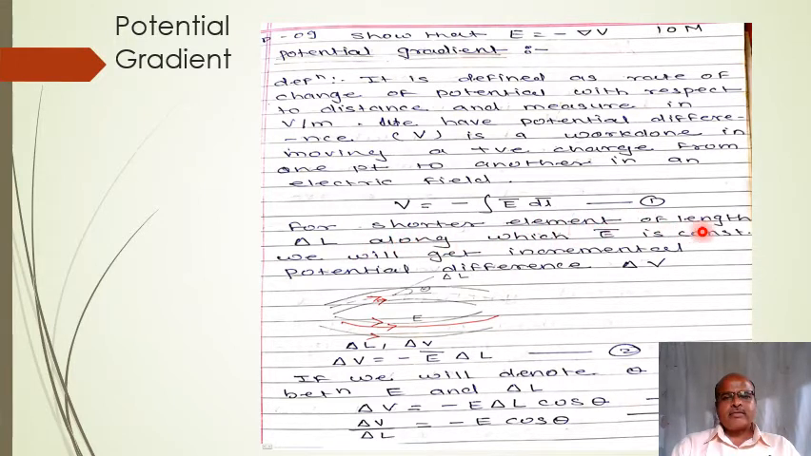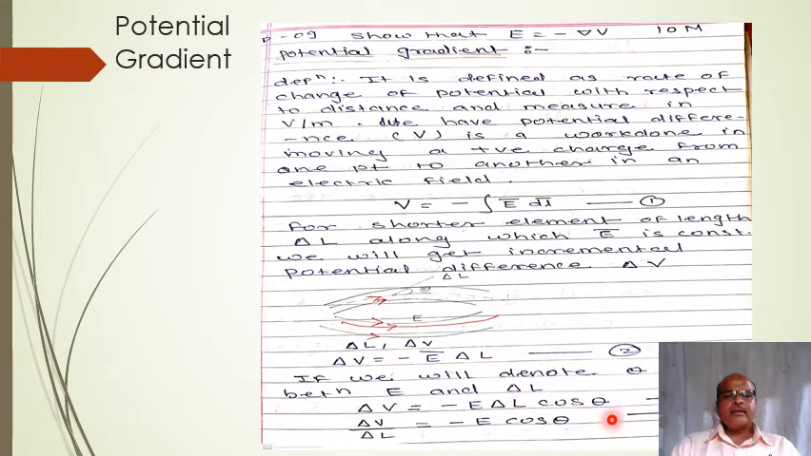For a short element of length del L, along which E bar is constant, we will get an incremental potential difference del phi. This is a diagrammatic representation: this is del L, this is the angle theta, and this is the electric field. So we can write the above equation 1 in del form, that is del phi is equal to minus of E dot del L, where dl is represented as del L, a differential length.